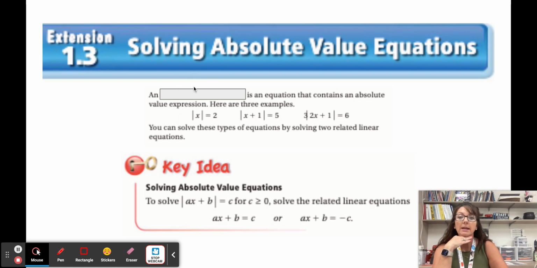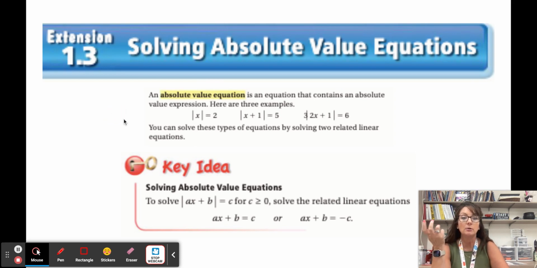So you have a fill in the blank here. It says a blank is an equation that contains an absolute value expression. It is an absolute value equation. So you want to write that down. Here are 3 examples of what an absolute value equation looks like.